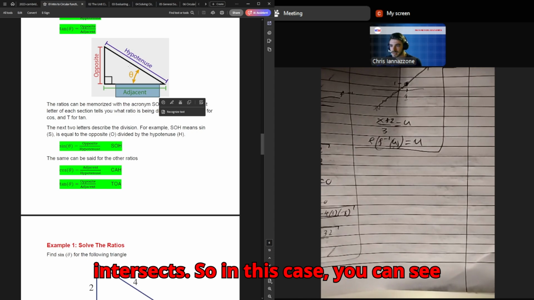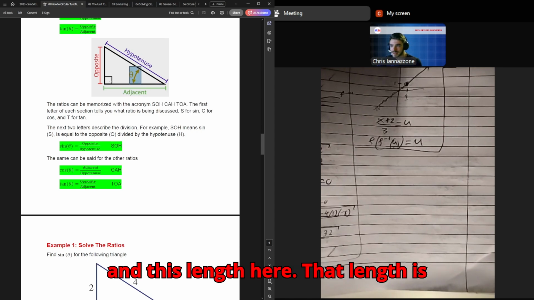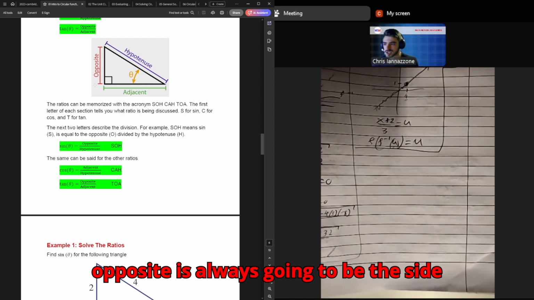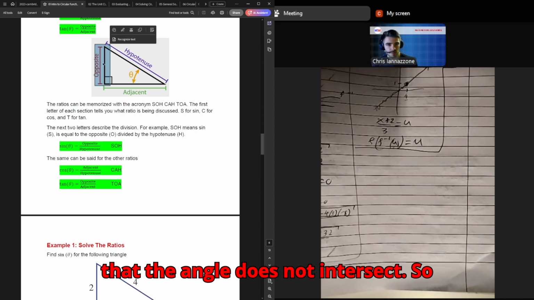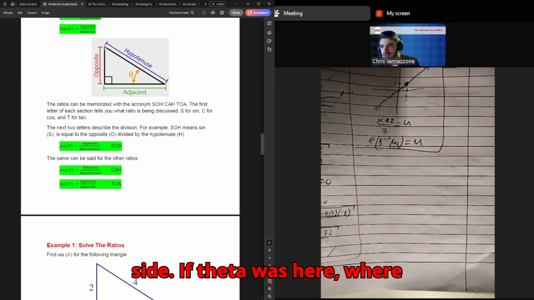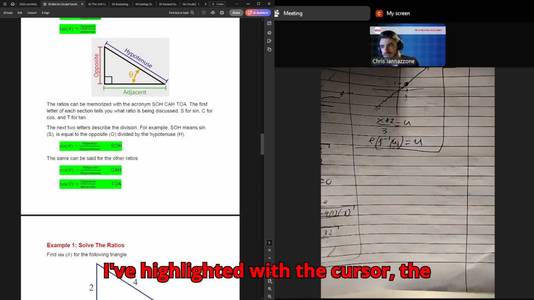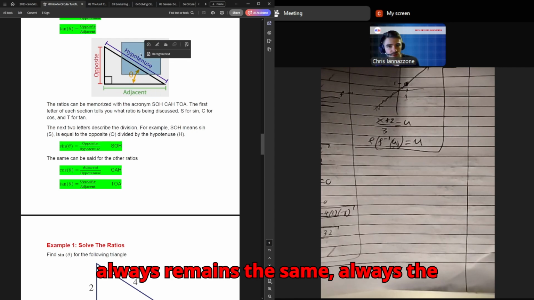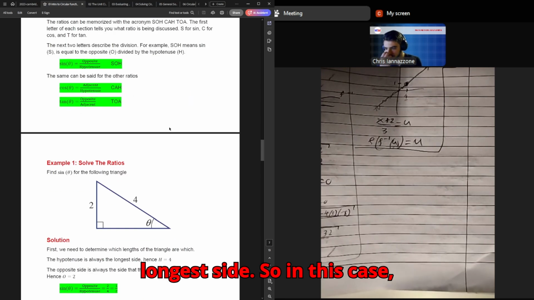So in this case, you can see the angle is intersecting the hypotenuse and this length here. That length is therefore the adjacent. The opposite is always going to be the side that the angle does not intersect. So in this case, obviously that left-hand side. If theta was here, where I've highlighted with the cursor, the adjacent would be here now, and the opposite would be there. Hypotenuse always remains the same, always the longest side.